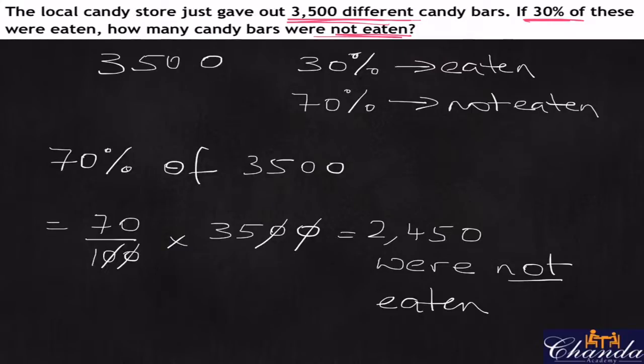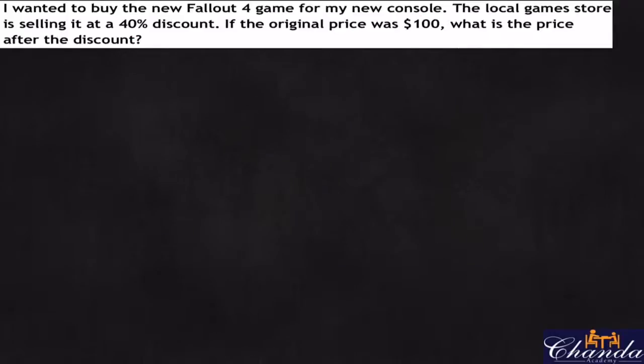So 40% of the $100 is how much you're getting off. So we have 40% of $100, which will tell me exactly what the discount amount was. So we have 40 over 100 multiplied by 100. Zeros get cancelled off, and we're left with $40. So $40 was the discount amount.